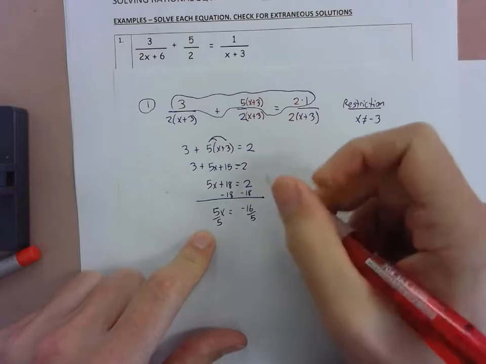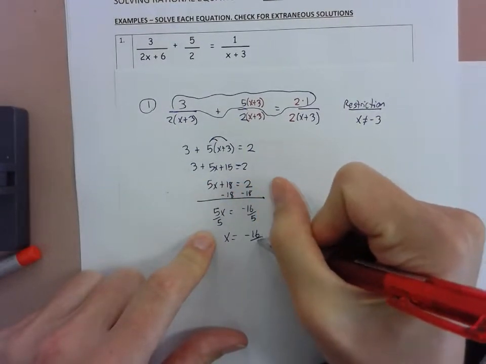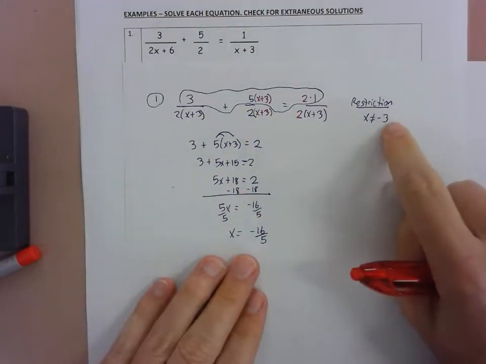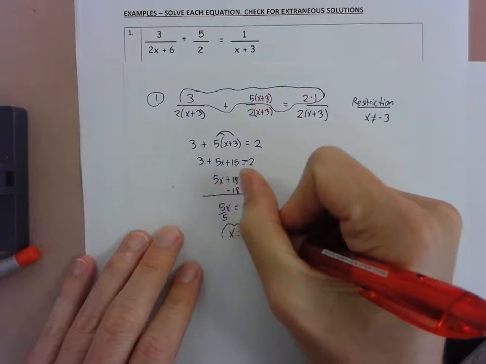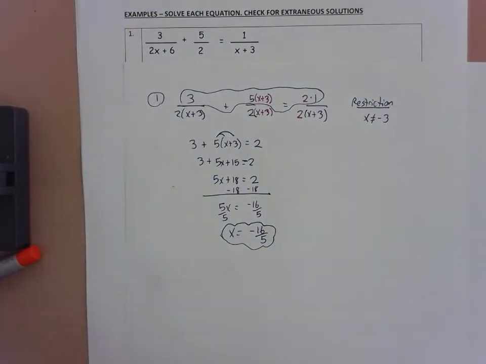And 5 does not go into 16 evenly, so we can leave it as long as it's reduced: negative 16 over 5. Now, since that is not the same number as my restriction, that's a valid answer. So we'll go ahead and circle that. And that's all we have on question number 1.